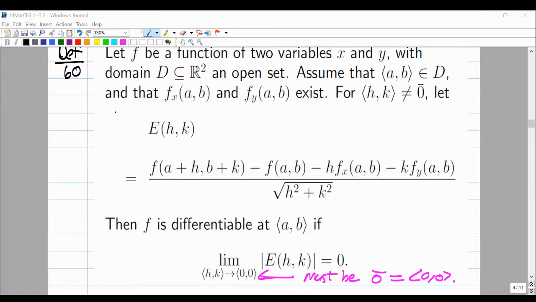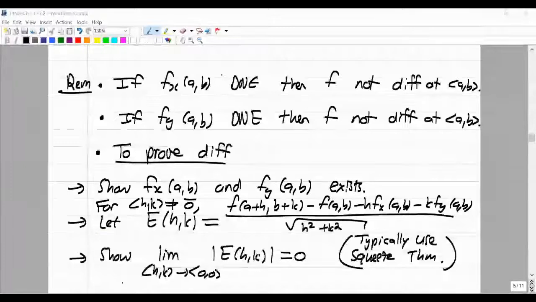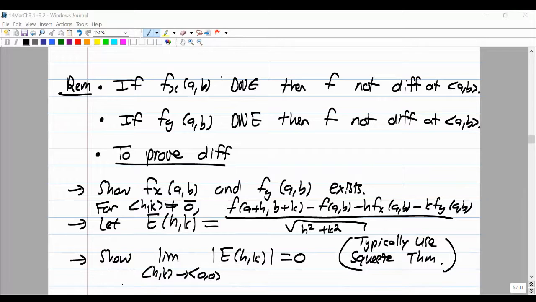Okay, so let me unpack this definition just a little bit. What can we conclude? Yes, Rob, it is an if and only if. The first thing that we can see is that if f partial x at the point (a, b) doesn't exist, then f is not differentiable at that point because the definition fails. If f partial y at the point does not exist, then f is not differentiable at that point.